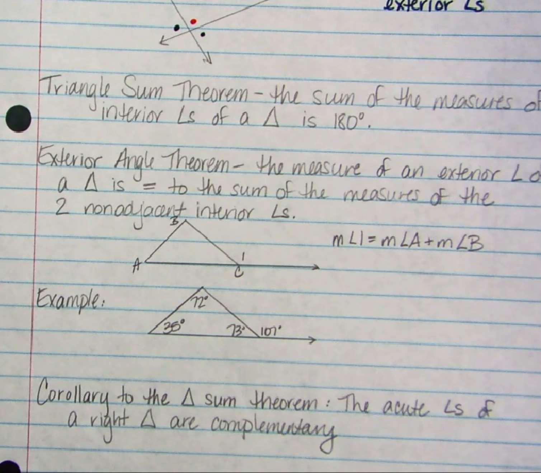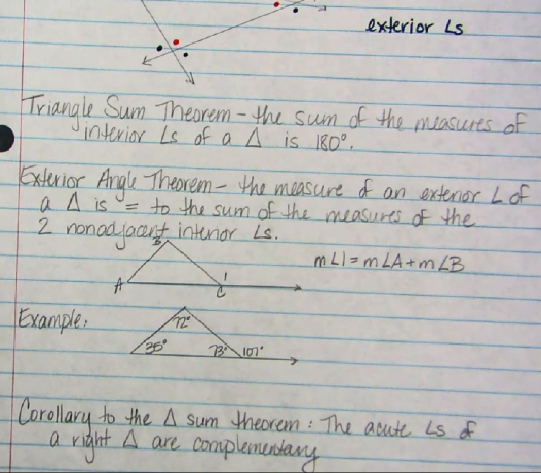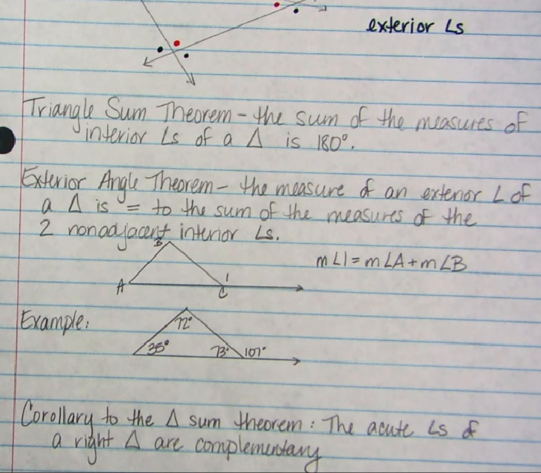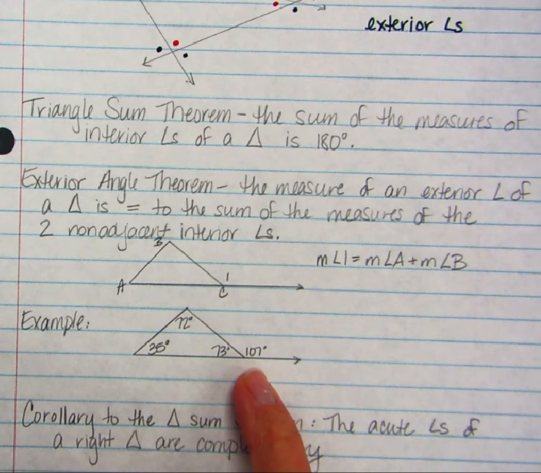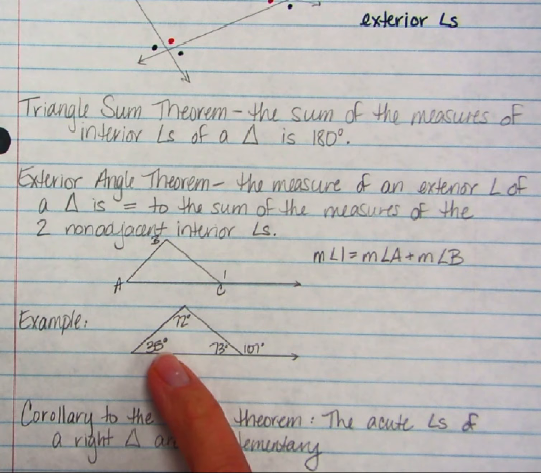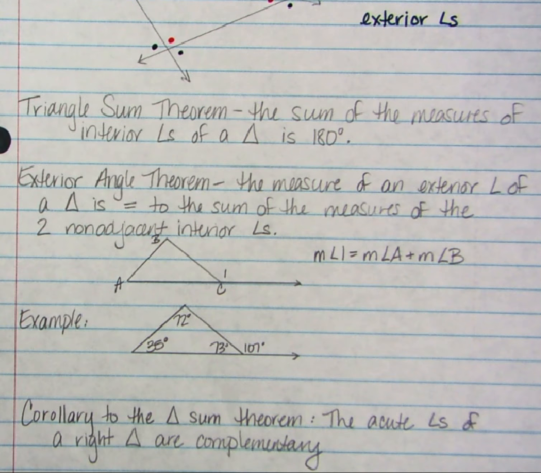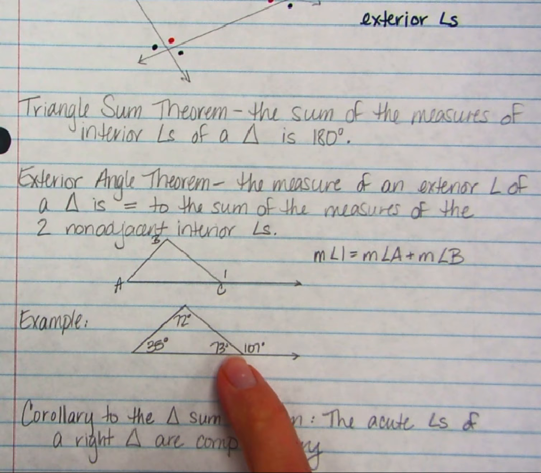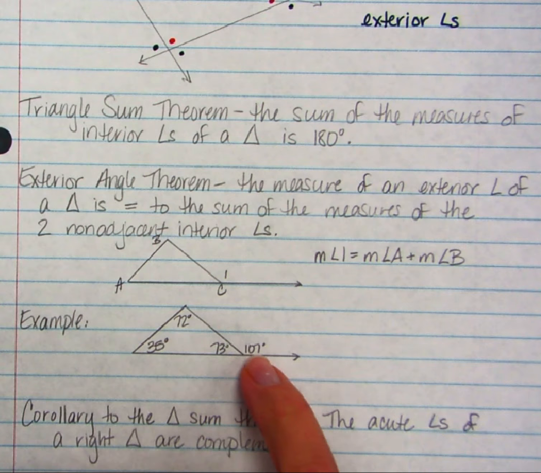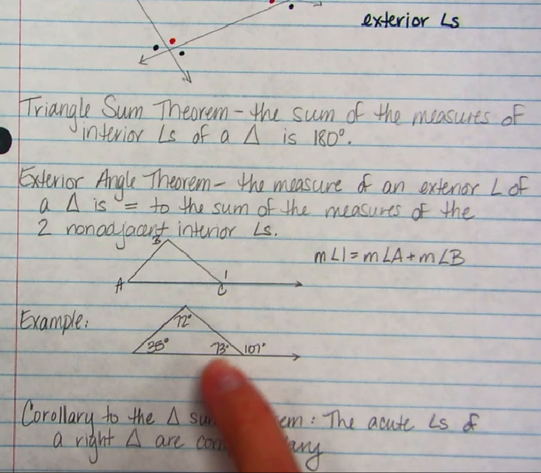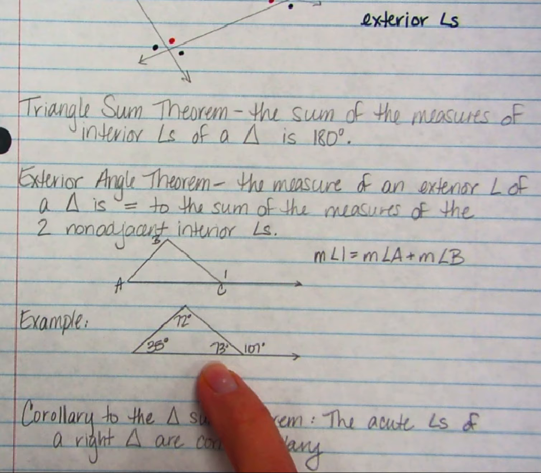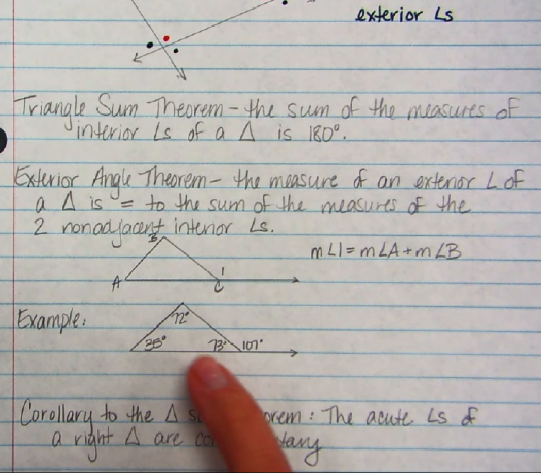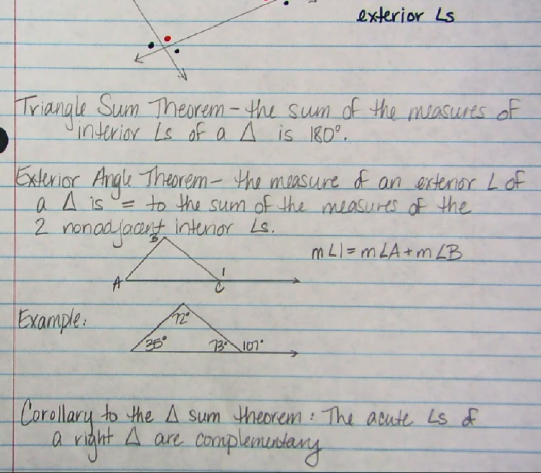So if we look at this example here, the angle that's on the outside, which is 107 degrees, equals 35 plus 72, or it should. So 35 plus 72 is 107, so in fact it does. And I can prove that because 107 and 73 have to be supplementary to each other because they make a straight line. And the three angles of the triangle have to be supplementary because of the triangle sum theorem.